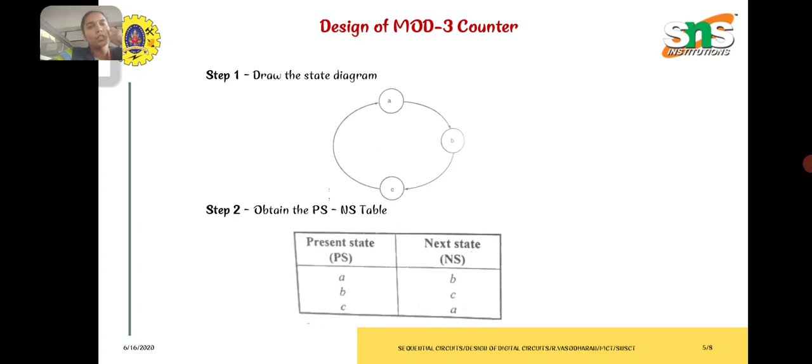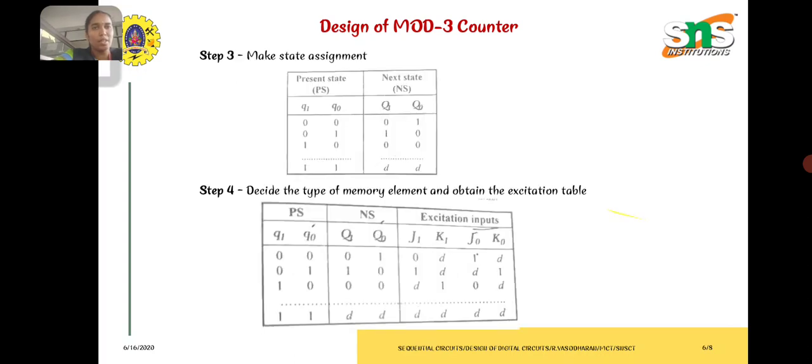The second step is to obtain the present state and next state table. From the above state diagram, we can draw the present state next state table. In the present state we have A, B, C, the 3 individual states. For the next state, A goes to B, B goes to C, and C goes again to A. This is the present state next state table of the above state diagram.